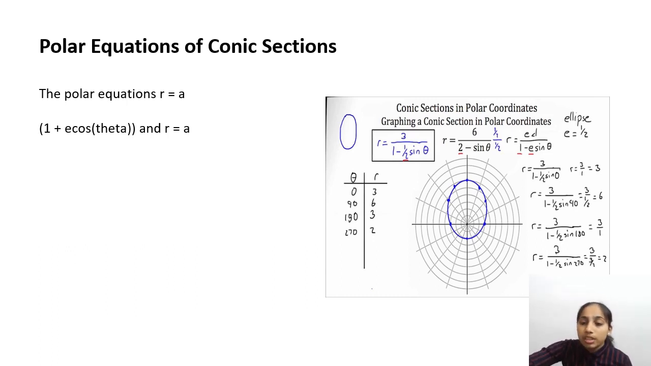In the ellipse, e is equal to half, and r equals 3 divided by 1 minus half sine theta. That becomes r equals 3 divided by 1 minus half sine 90 degrees, and r equals 3 divided by 1 minus half sine 180 degrees, which becomes 3 divided by 1. Next, r equals 3 divided by 1 minus half sine 270 degrees, and the answer is 2.